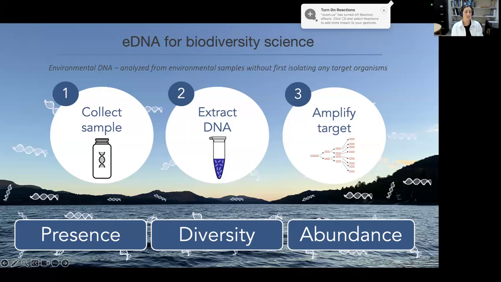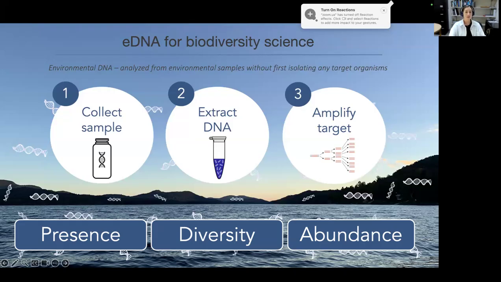We can also use eDNA to assess species abundance, although I will mention this is a more developing approach in the field of environmental DNA because understanding how many individuals of a species are present is really difficult when you're not actually physically capturing them. But I do think there is a future in the field of environmental DNA for giving us pretty good abundance estimates in the system.